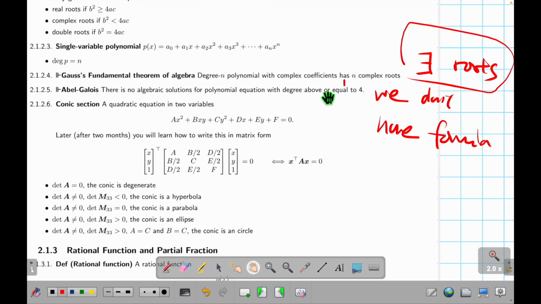And you may wonder why this is true. If you study cryptography in year 3, you will touch something called Galois theory. Then you will know why.